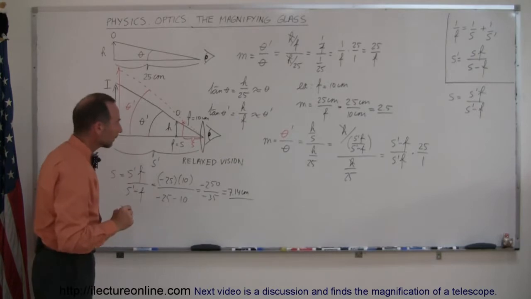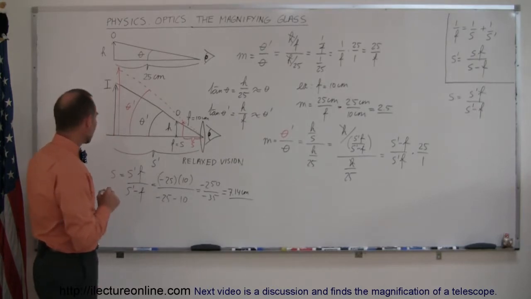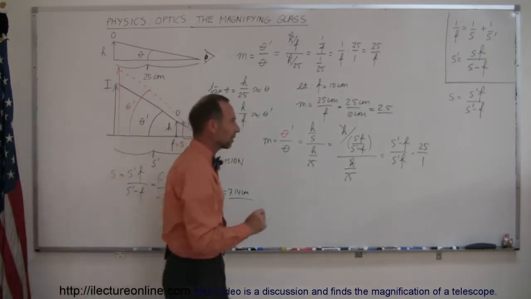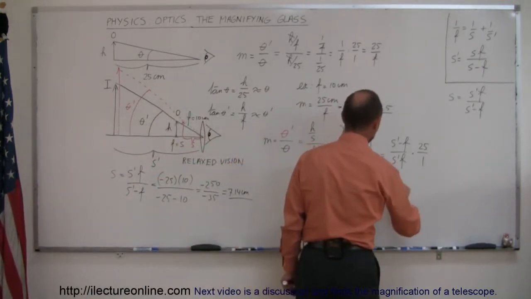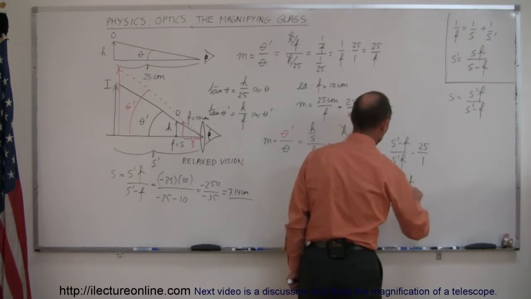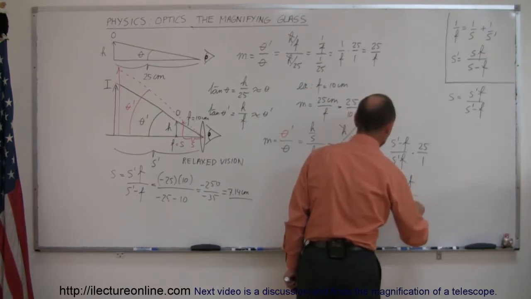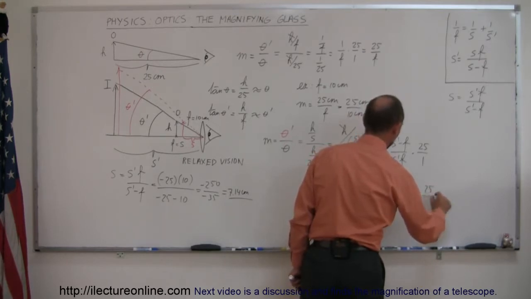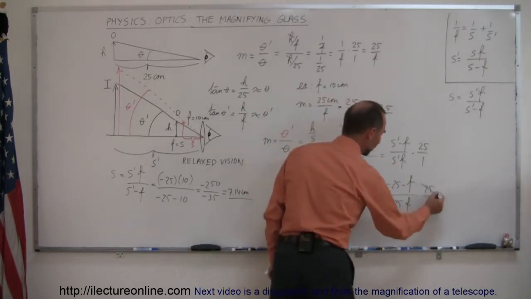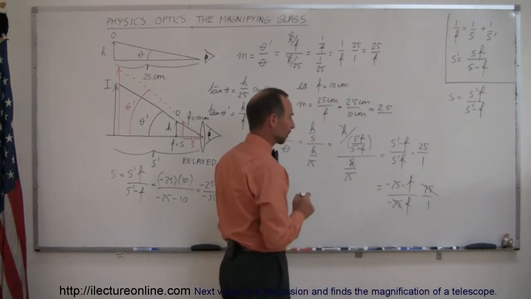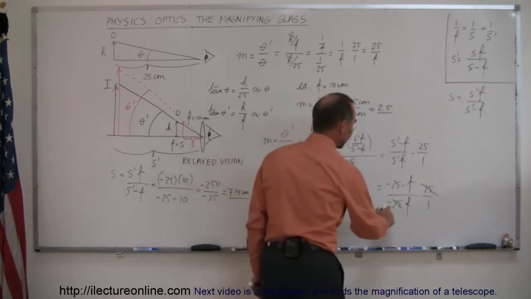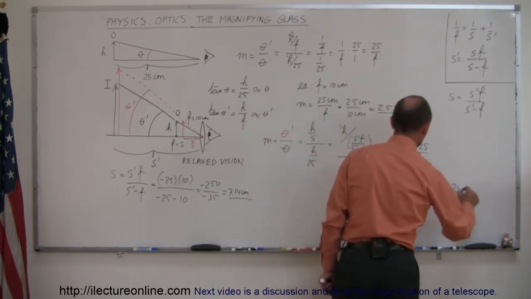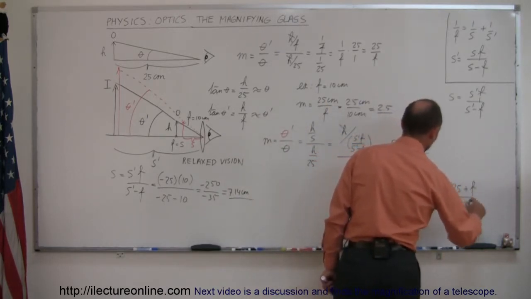Now, S prime is 25 centimeters in this case. Actually, it's a minus 25 centimeters in this case. So this is going to be equal to minus 25 minus F over minus 25 times F, times 25 over 1. And then you can see that this 25 cancels out this 25, and this minus will cancel out those two minuses. So then you end up with this being equal to 25 plus F over F.